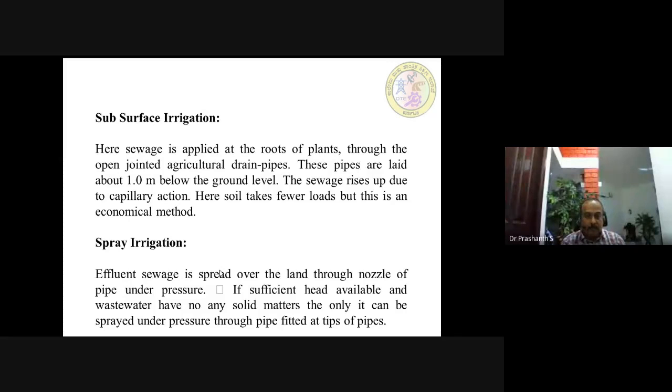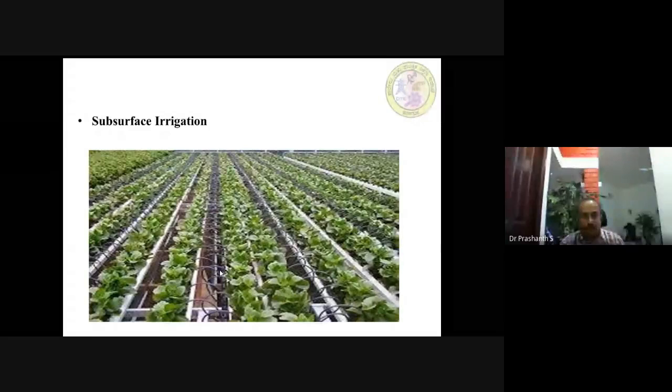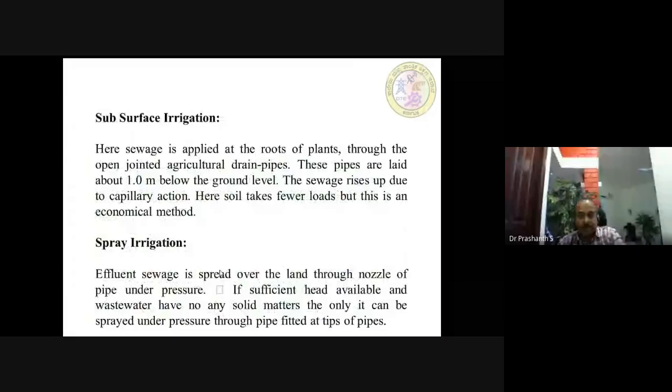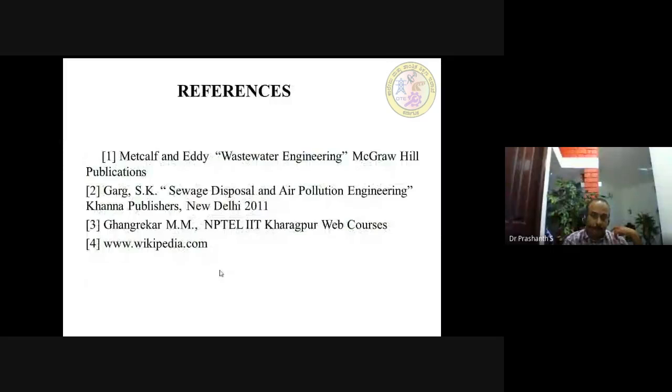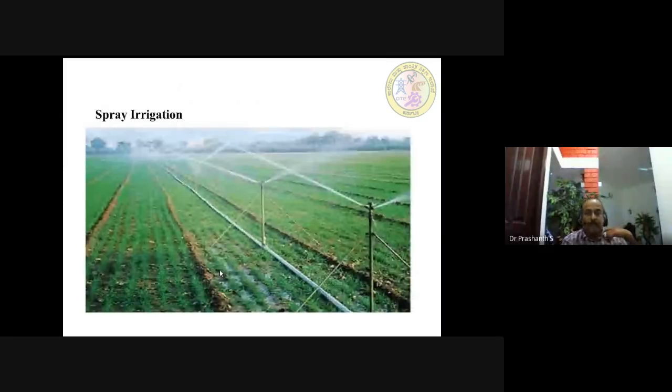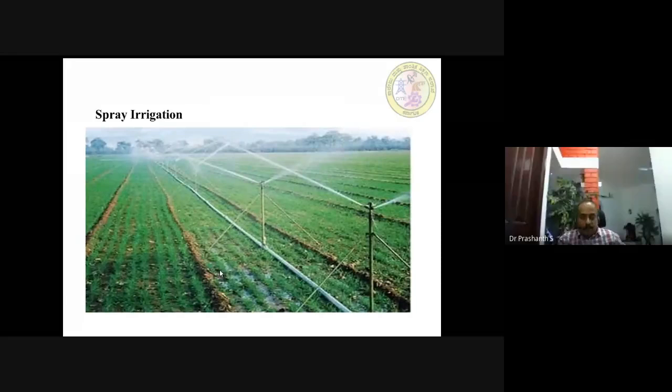So this is a figure for subsurface irrigation. As I explained, 1 meter below the ground level they have put the pipes. They'll leave the sewage, and the sewage comes up due to the capillary action, and it is going to touch the roots. And this is what we discussed, spray irrigation. Here the water is not being sprayed, it is the sewage.